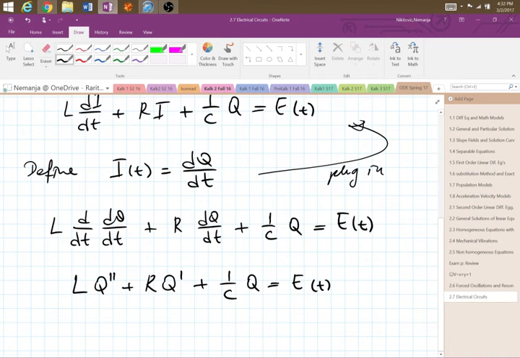Now, guys, L is a number, R is a number, 1 over C is a number, so this definitely is a second order linear non-homogeneous differential equation with constant coefficients. And you probably know a lot of people that can't even spell that. You know what each word means. So, second order, linear, non-homogeneous differential equation with constant coefficients. There's no way I'm going to write all of that out.